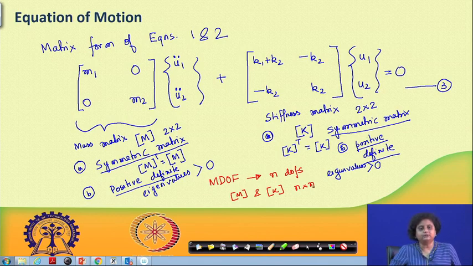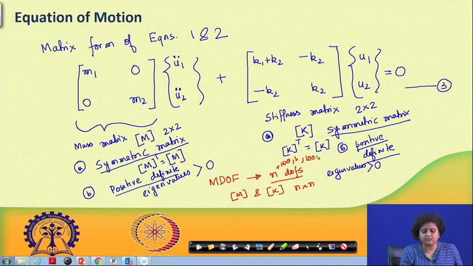Even when we deal with a multi-degree of freedom system, the stiffness and mass matrix with n number of degrees of freedom, where n could be anything, could be 5, could be 10, could be 100, could be 10,000, could be 1 lakh, whatever. But if it is a linear system, the systems that we are talking about, it has to be a symmetric matrix as well as a positive definite matrix. Now, we have talked about the properties of mass and stiffness matrix, what they mean, how do I get them.